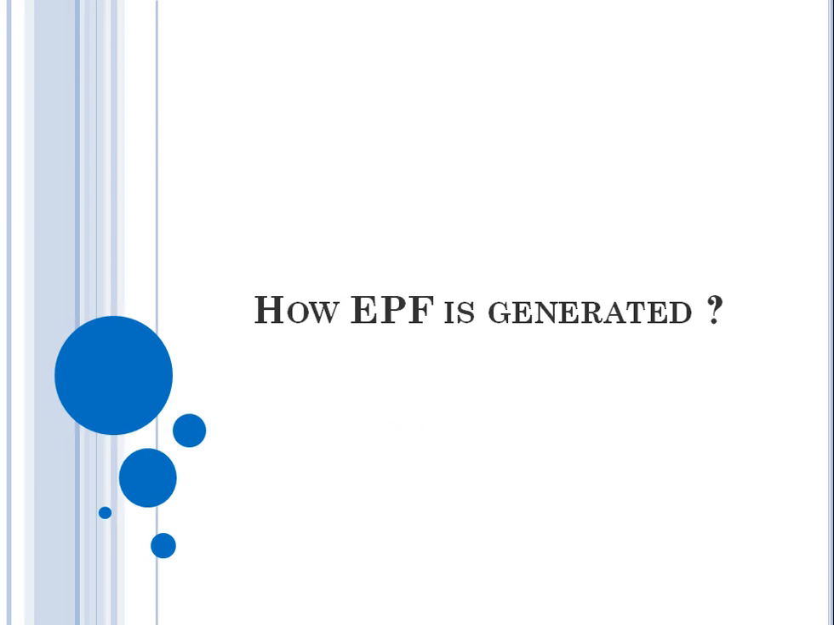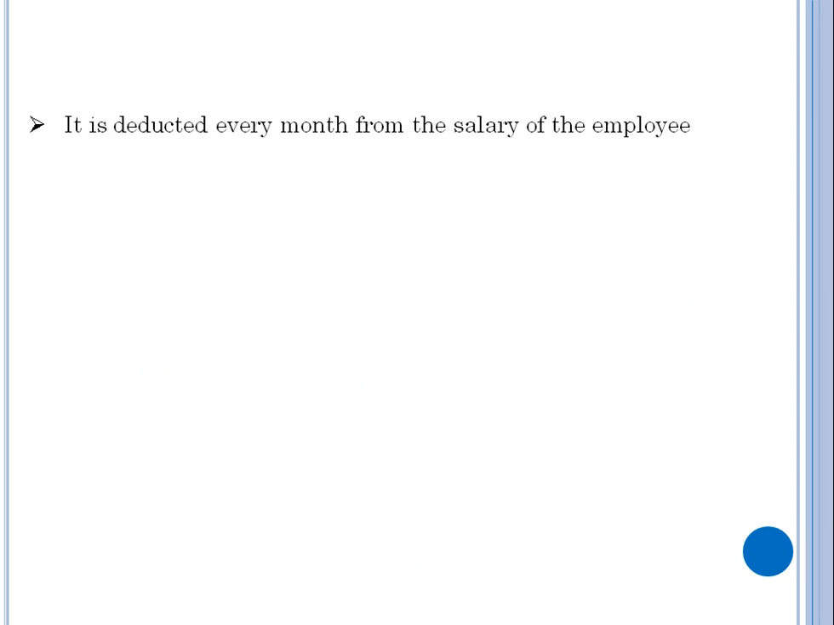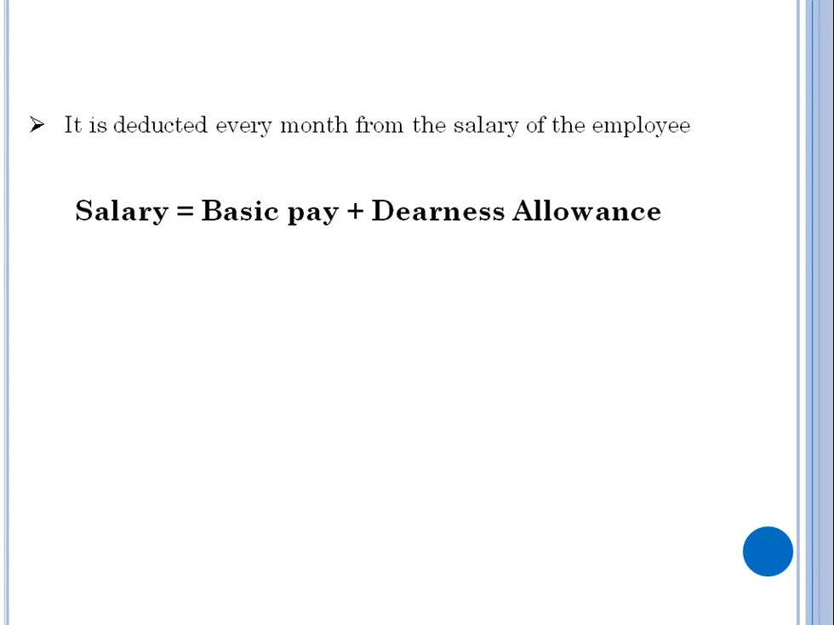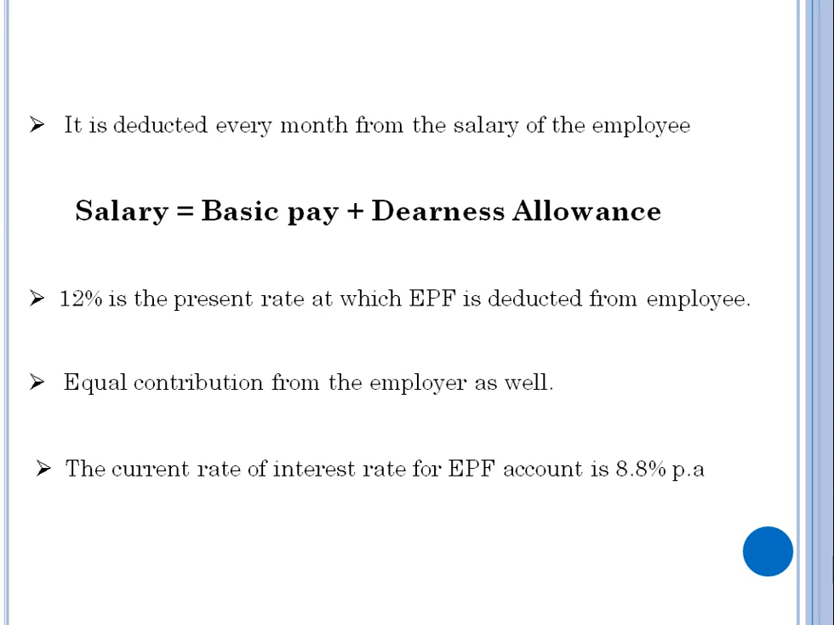Now let us see how EPF is generated. EPF is generated through two different sources. The primary contributors for EPF are the employee and the employer. EPF is deducted every month from the salary of the employee. Here the salary denotes basic pay plus dearness allowance. 12% is the present rate at which EPF is deducted from the employee, and an equal contribution comes from the employer as well. The current rate of interest offered by EPF is 8.8% per annum. This rate is subject to change whenever there is an announcement from EPFO.